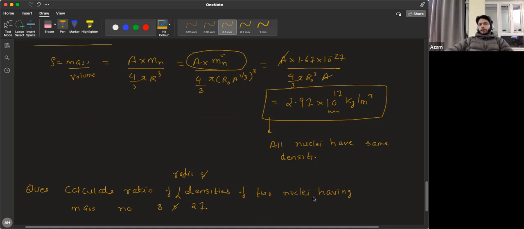So you have two nuclei, let's name them as X and Y. The mass number is 8 and 27. Calculate the ratio of their radii and their densities and write your answer in chat room.